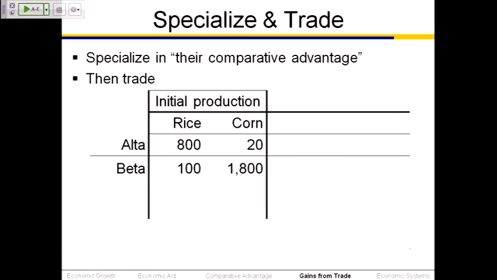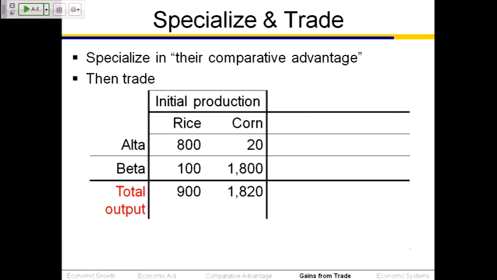I cannot add up all 4 of those numbers and get one number because I've got rice and I've got corn and those things are different. But I can compute the total amount of rice and the total amount of corn. There's 900 total units of rice, and there's 1,820 total units of corn. Suppose they trade. If they trade, Alta, because it had the comparative advantage in the production of rice, is going to produce rice. I'll circle it that way. And Beta had the comparative advantage in corn, so Beta is going to produce corn.